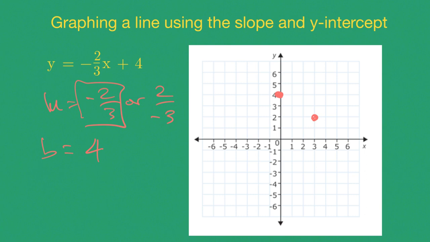Now, let's say I did the other slope. Let's say I did 2/-3. A positive 2 tells you where to go. Up 2, and then a negative 3 would send me left 3. Up 2, left 3. Look at that. Those points are lining up.